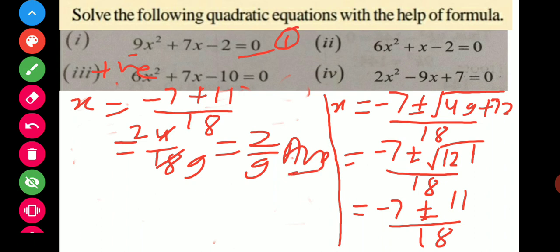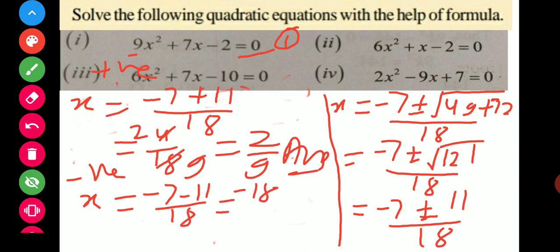Now taking the negative sign. What does the negative sign mean? That is minus 7 minus 11, upon 18. So it is minus 18 upon 18. So it becomes minus 1. So that is your second answer. Similarly, you can do the other parts of this equation.